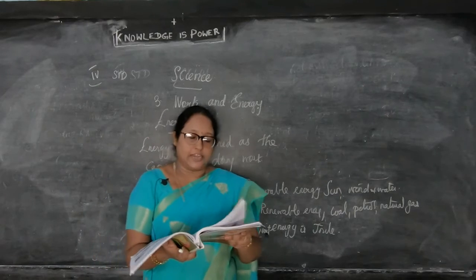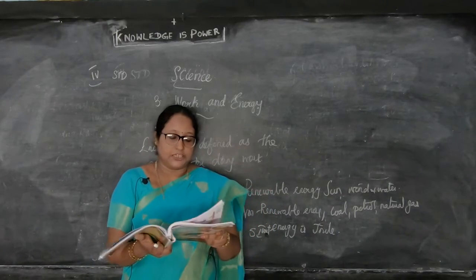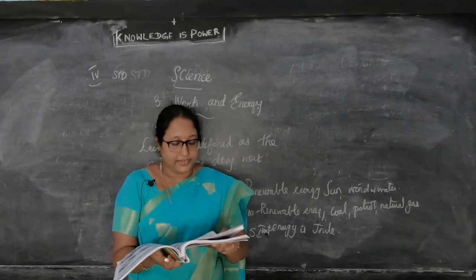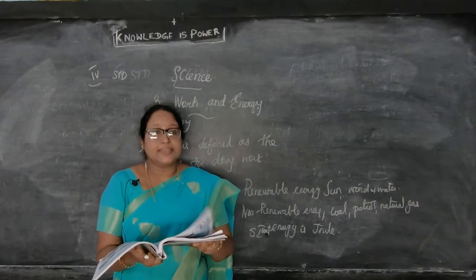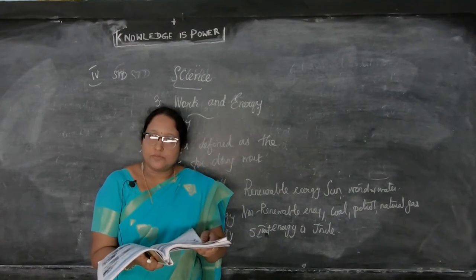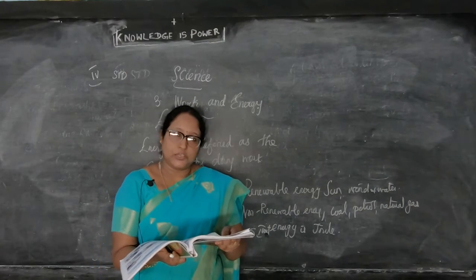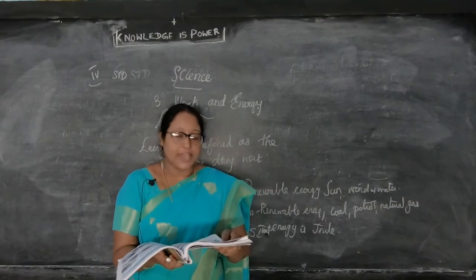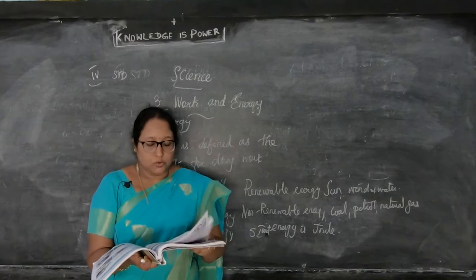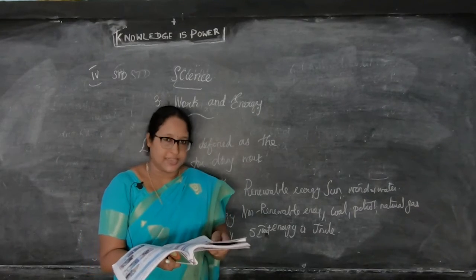Okay, so again we will see about the law of conservation of energy. It states that energy cannot be created nor destroyed. It can be converted from one form to another. And the SI unit of energy is joule, named after James Joule, who explained about energy. He is a scientist. Okay.